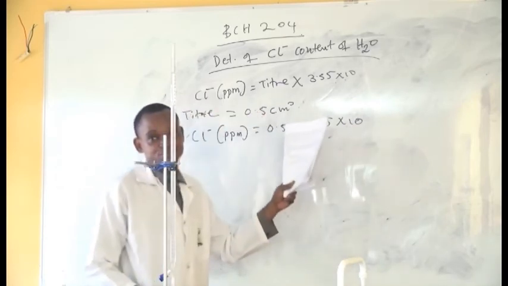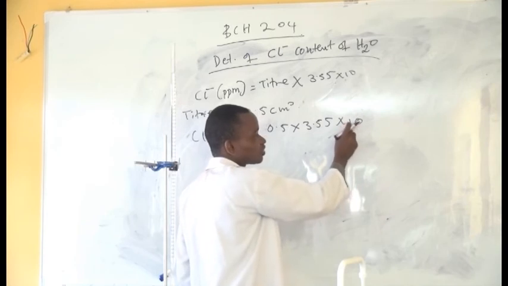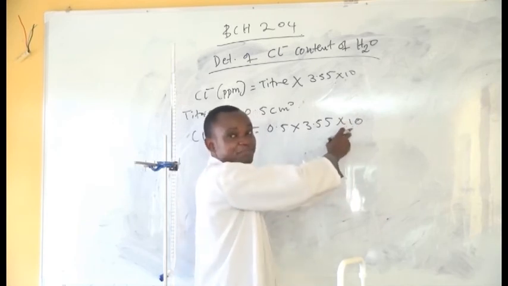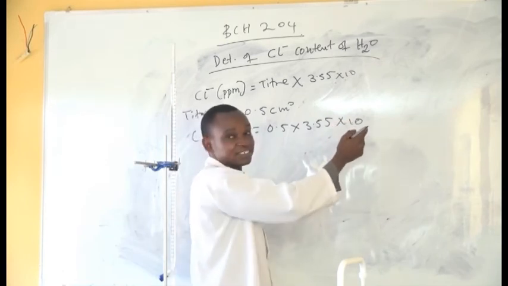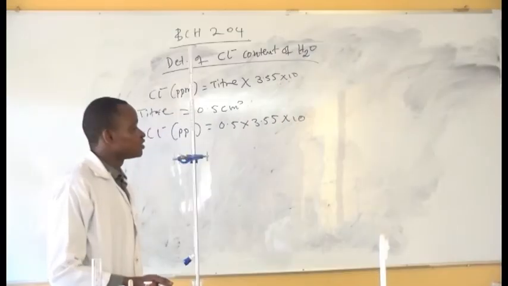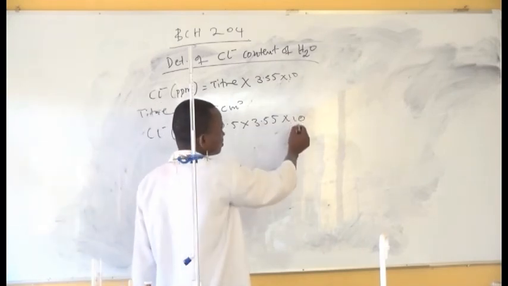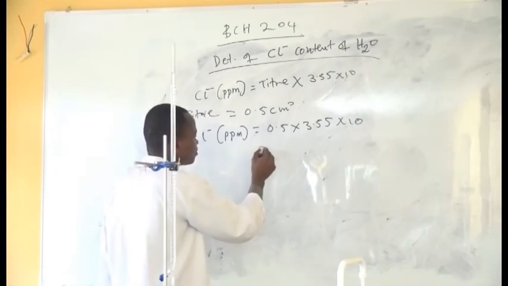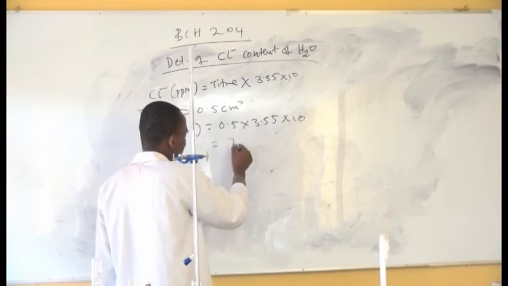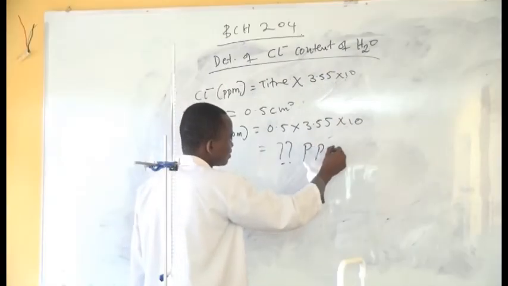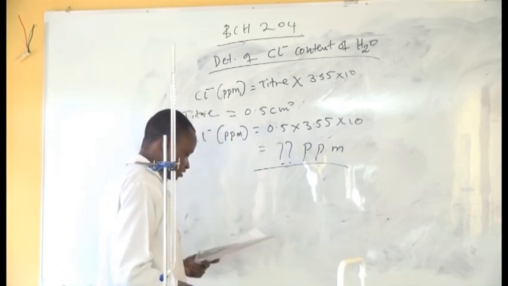Depending on the volume of sample you use, if it is 5, then you are going to have 5 here. If it is 15, we have 15 here. But in this particular case, we used 10 ml of the sample, which is the 10 here. So now, you do your calculation. Whatever your final answer is in ppm is the chloride content of that water sample.